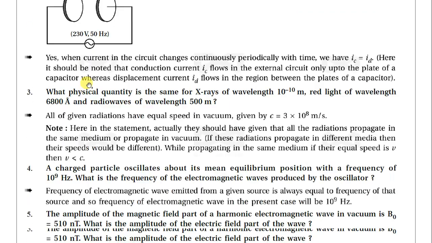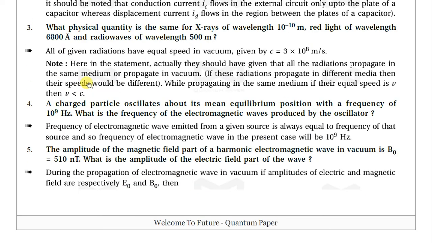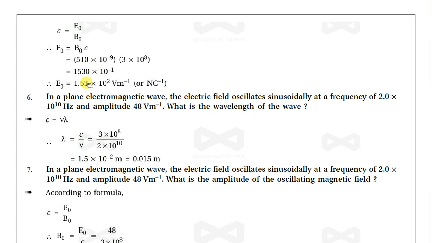See here what we get. The amplitude of the magnetic field part of the harmonic electromagnetic wave in a vacuum is B0, 510 nanotesla. What is the amplitude of the electric field part of the wave? So the electric field part of the wave is 1.53 into 10 raised to 2 volt per meter.